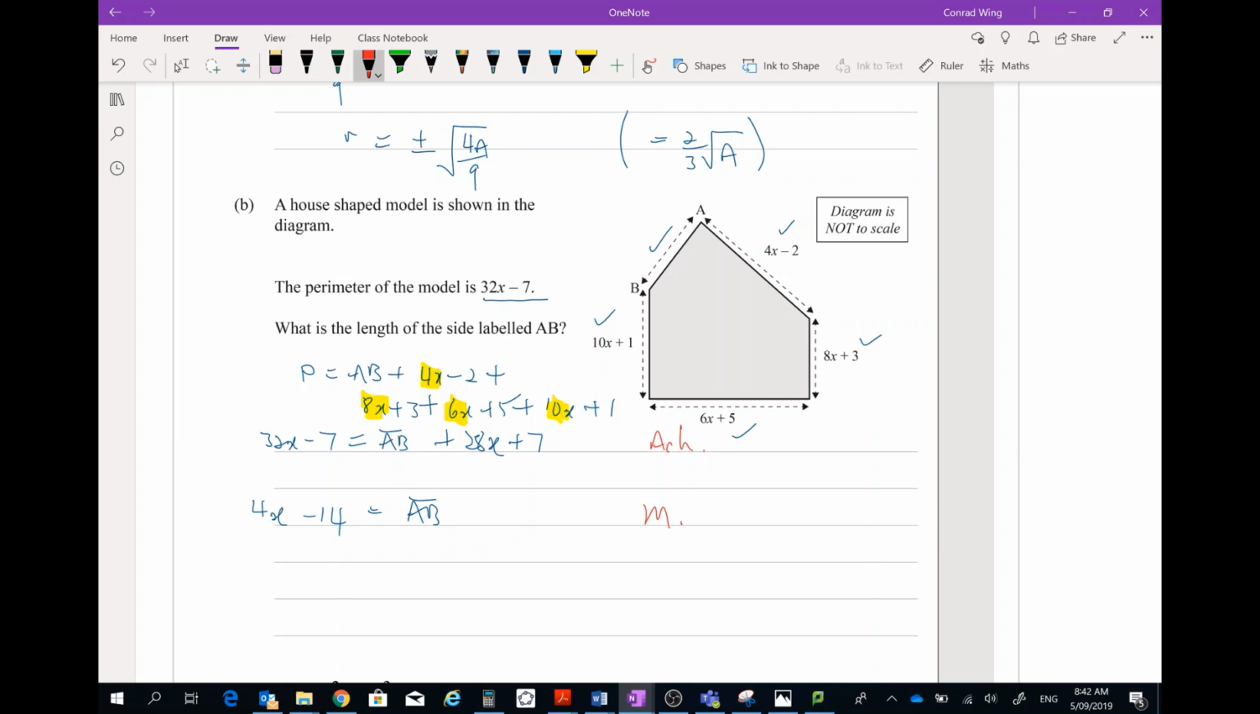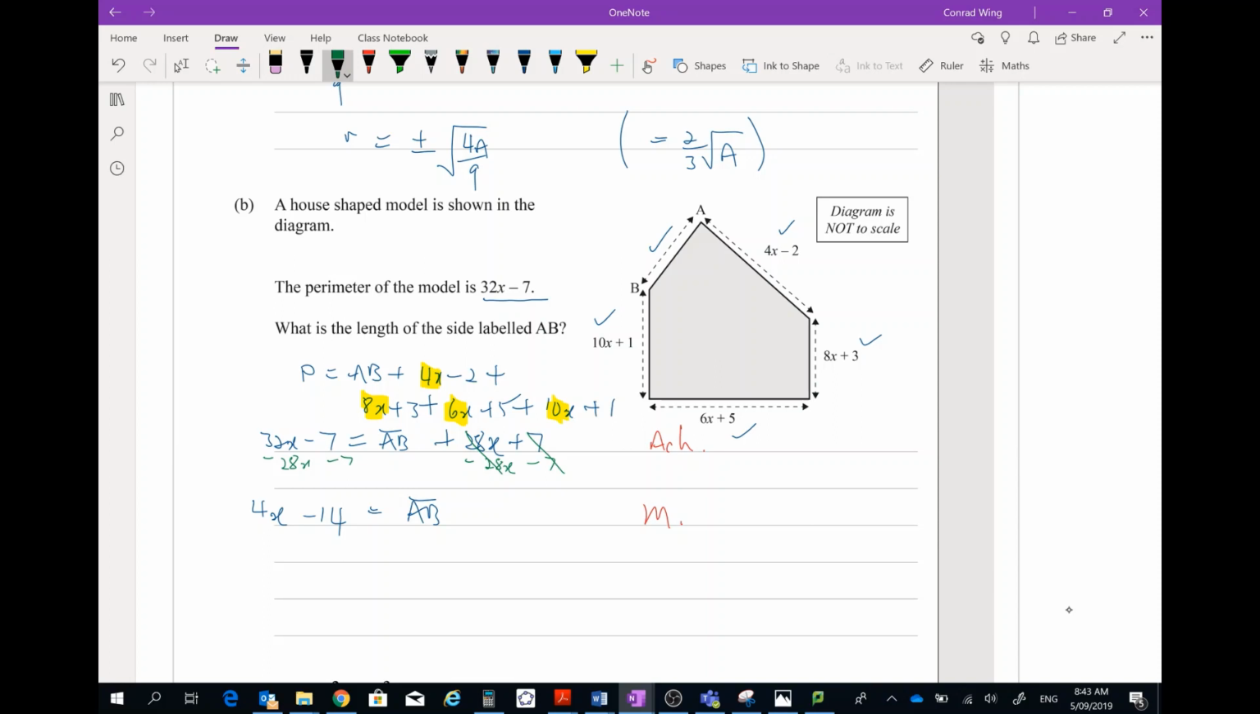And you could do that by just starting at the perimeter and subtracting each way. I didn't get that. I just had it at 4x. I don't know how you got to negative 14. Because here, look, you have to take the 28x off this. You've got to get rid of the 7 from this side. 32 minus 28 is 4x. Minus 7 minus a further 7 is minus 14. Right? Look at your signs.